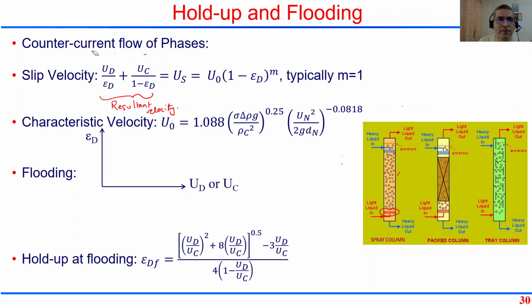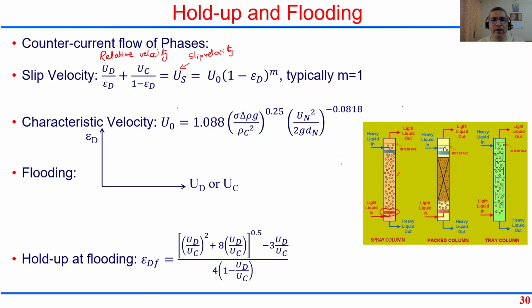This relative velocity, or let's call it better, relative velocity, because it is velocity relative to each other. It is a relative velocity between the phases. Velocity of one phase relative to the other phase. Right? This must be equal to what is called a slip velocity.